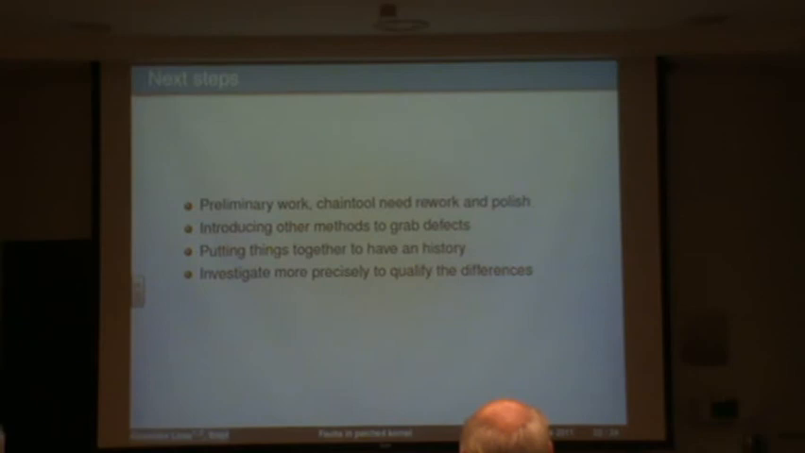I think one of the important tasks is to investigate more precisely to qualify the differences, because there are differences. For example, on the subdirectory drivers, the number of differences found by Undertaker is something like 20 to 30, so it would be interesting to have a look at what the differences are. Maybe there are things very important.